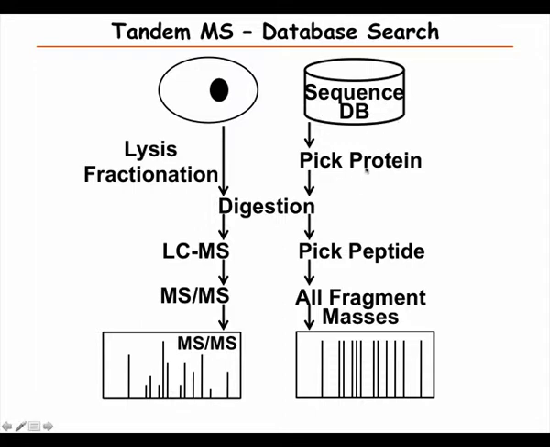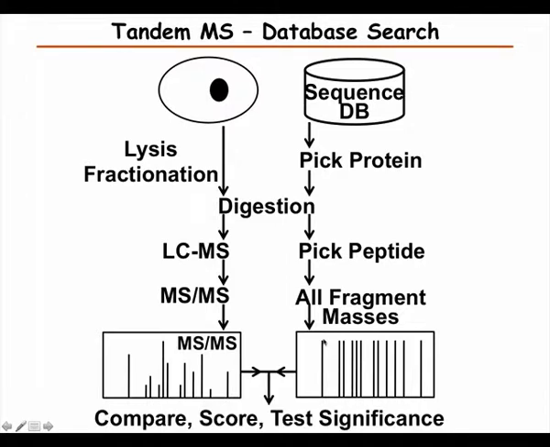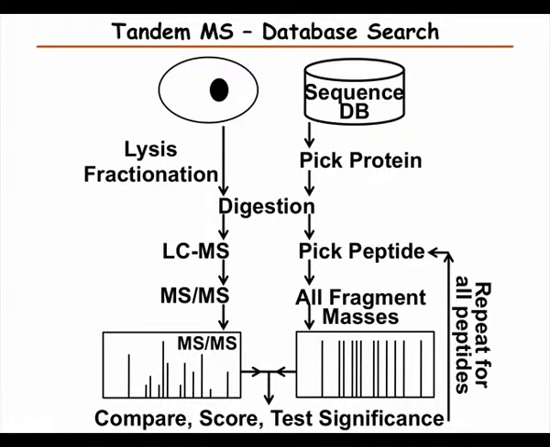So we take the sequence database, take the first protein, and digest it according to the same rules, so trypsin cuts at arginine and lysine. Then we take the first peptide, calculate all the fragment masses, and compare what we measured to what we calculate. There are many different scoring algorithms for this. But the main thing is that we pick one scoring algorithm, and then we also test the significance of the result.